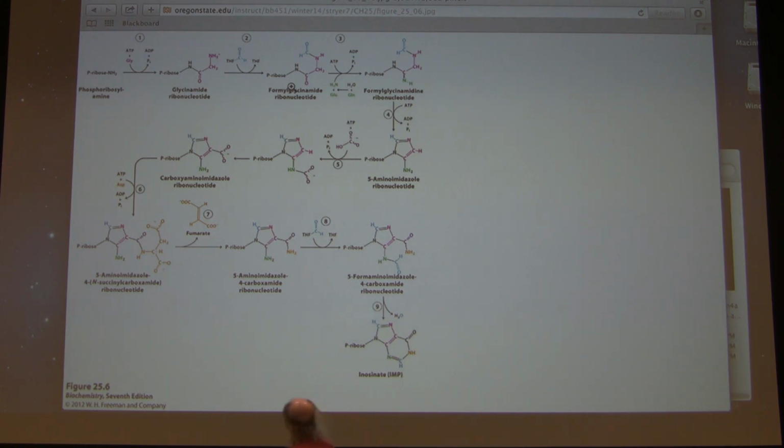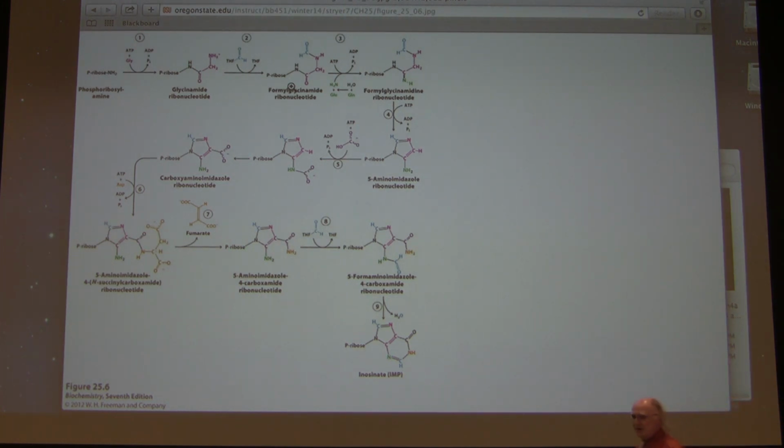All right, now, the product of all this is a compound called inosinate, which you're much more likely to call IMP. IMP is the first purine nucleotide. Now, you never heard of I being in RNA and DNA, but it turns out, in fact, that I does appear in some transfer RNAs. We'll talk about that later. So inosine appears in some transfer RNAs, and its significance we'll talk about later.